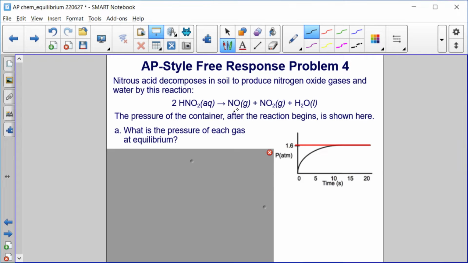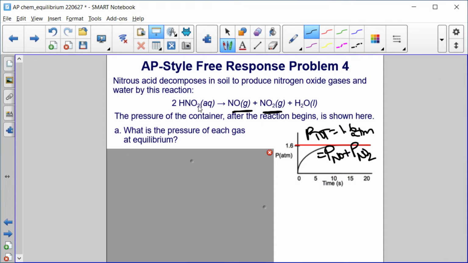Okay, so in Part A, what is the pressure of each gas at equilibrium? So we have two gases, NO and NO2. Those two gases are the only things responsible for this increase in pressure in the container. The total pressure at equilibrium is 1.6 atmospheres. And it's important to note that that's a combination of the partial pressure of NO gas and the partial pressure of NO2 gas. So now the question is, what is the pressure of each of these gases?